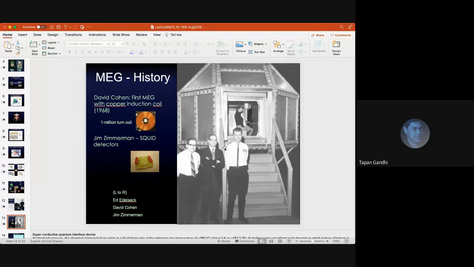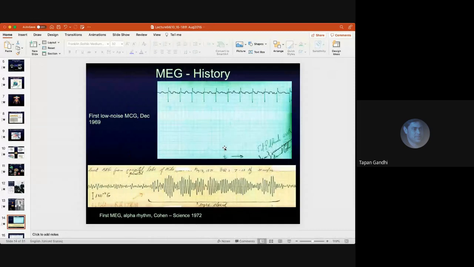And MEG has changed the way we record the brain signal, right? And now the device is not this big, it's very small. And you'll be surprised to know that when they got this first MEG recording, they published this paper in 1972 in Science magazine. Science is a top-notch journal in the world, right? So they published this kind of thing.